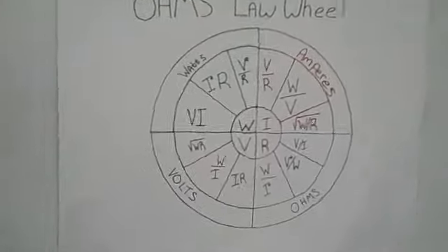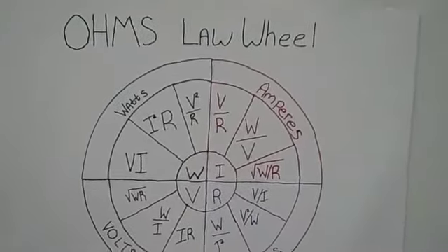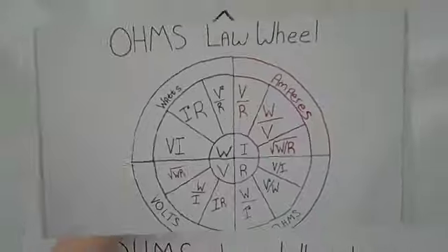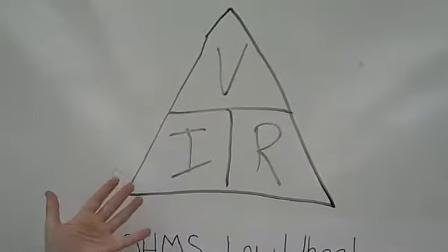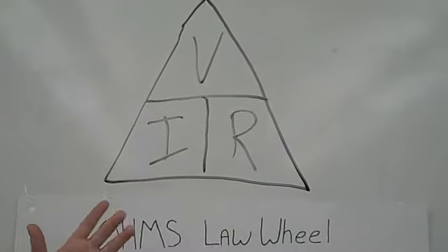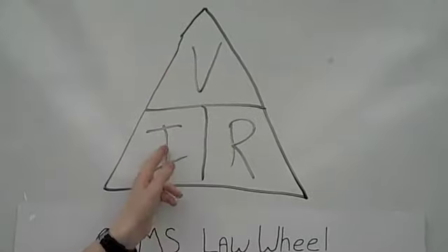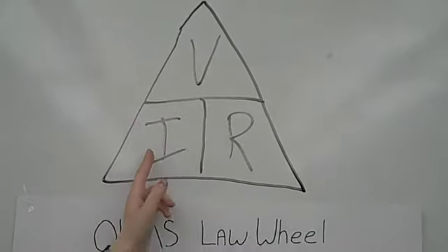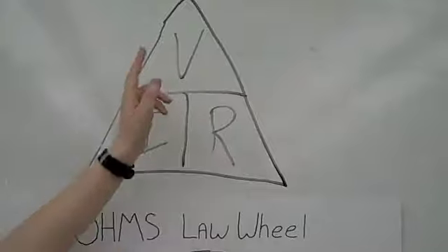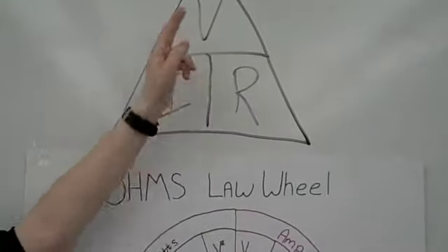And that's the 9 or so, 12 different formulas of the Ohm's Law. We have the basic Ohm's Law pyramid that we learned in 9th grade. So it's V divided by R equals I, V divided by I equals R, and I times R equals V. And that's volts, resistance, and current.